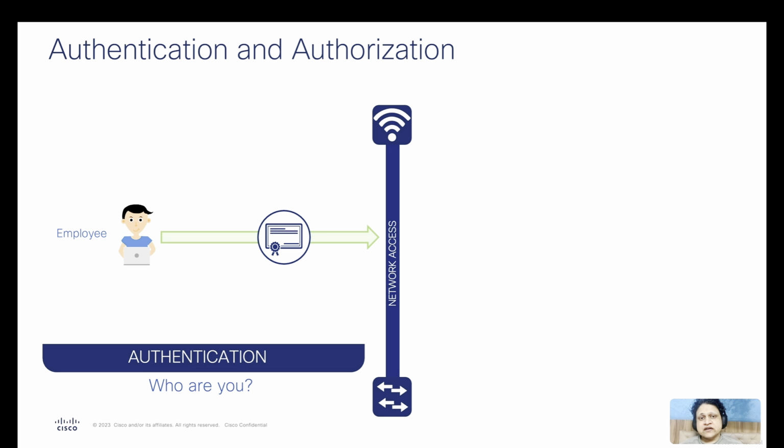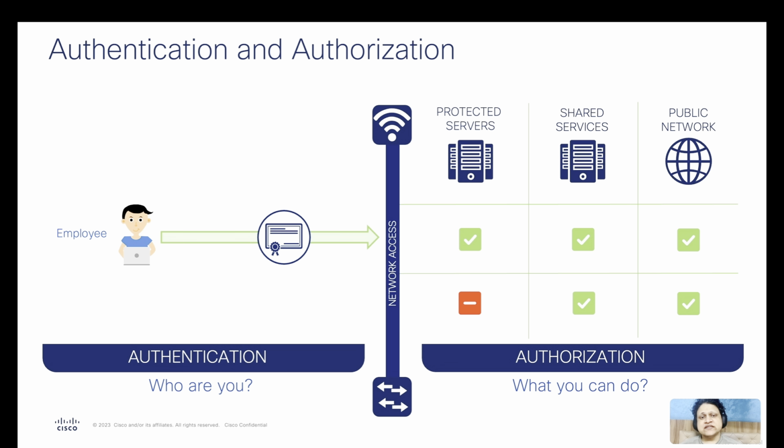After getting authenticated and getting network access, the next step is how many privileges you can have after getting authenticated. That is authorization. So authorization decides what kind of privileges the user will get after the authentication. Authentication is the who-are-you thing, and authorization is what you can do after getting authenticated.